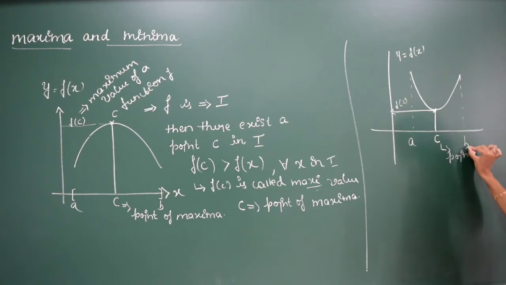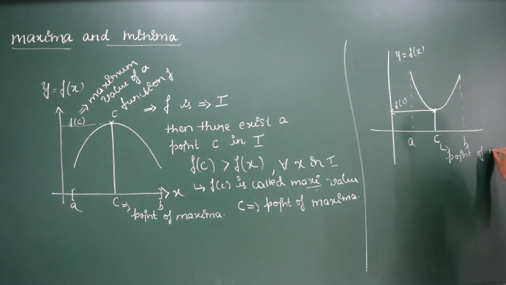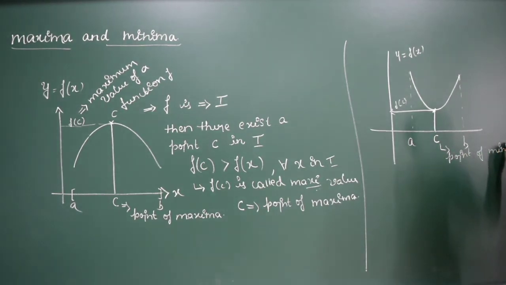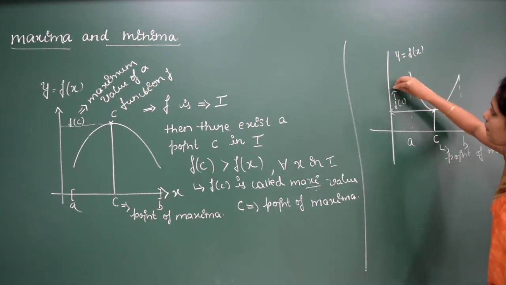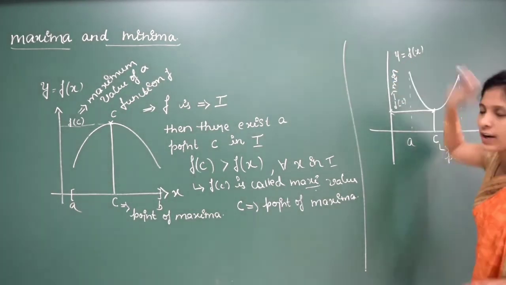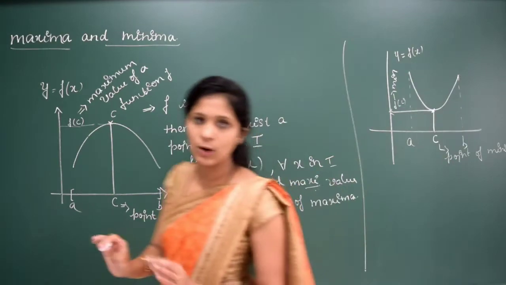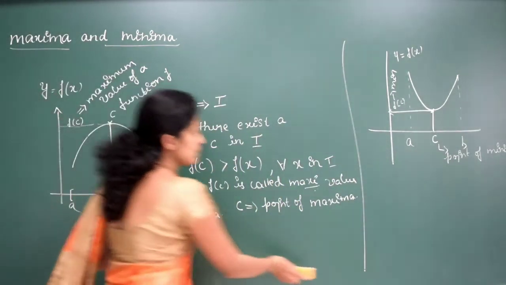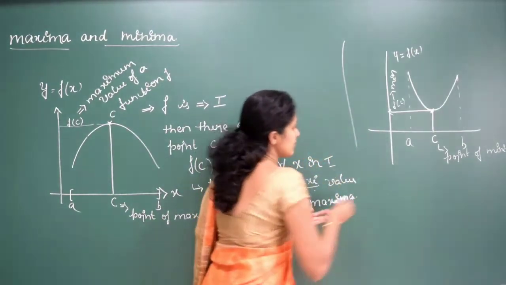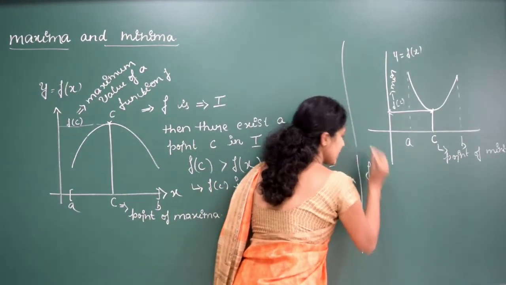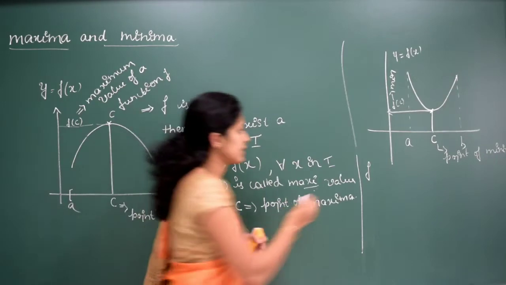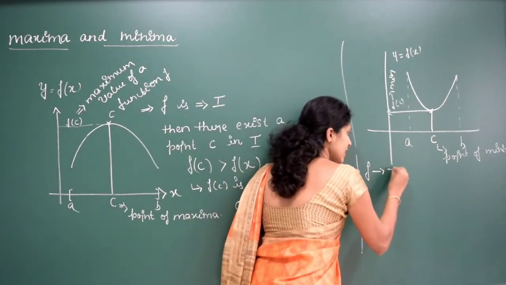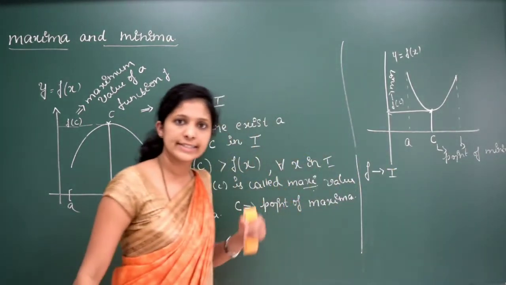This is called the point of minimum. There it was the point of maxima, so here it is the point of minima, and f of c is called the minimum value of a function. Is it clear? The minimum value of a function. The definition is similar to this one. The definition says that there exists one function, and that function is defined in an interval I.